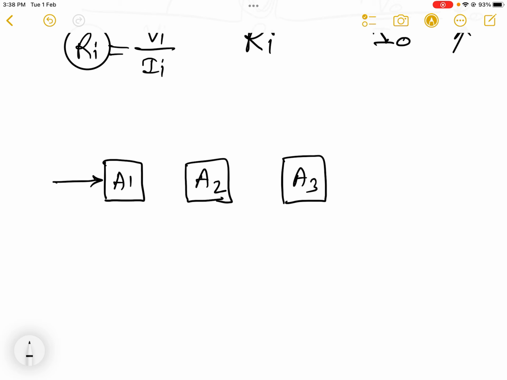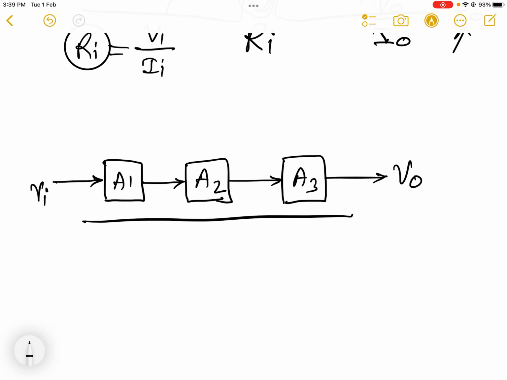First I connect the input signal over here at the first amplifier, then the output of first is connected to the input of the next. The output of A2 is connected to the input of A3, and A3 output is taken as our final output Vo. So this type of connectivity is known as multi-stage amplification. In multi-stage amplification, the output can be as strong as possible.